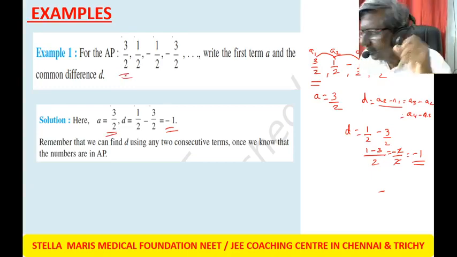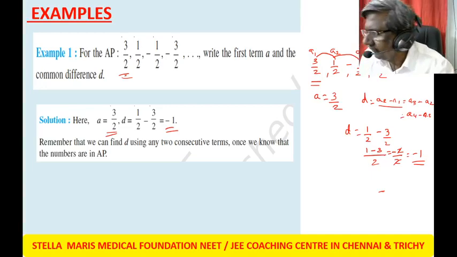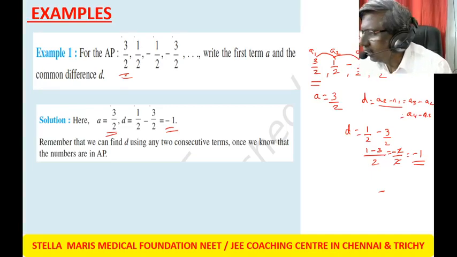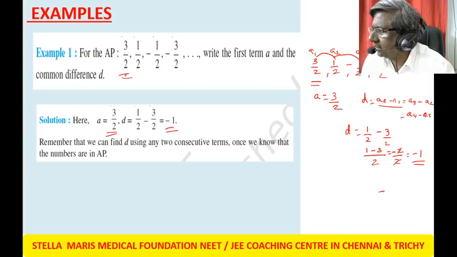Is it clear for everybody? Then I shall move to the next example. If you have even a small doubt, don't hesitate to ask me, because it's a very easy topic where you can score a centum. Any problem in arithmetic progression you can solve very easily and get the exact answer. Now we'll go to example 2.